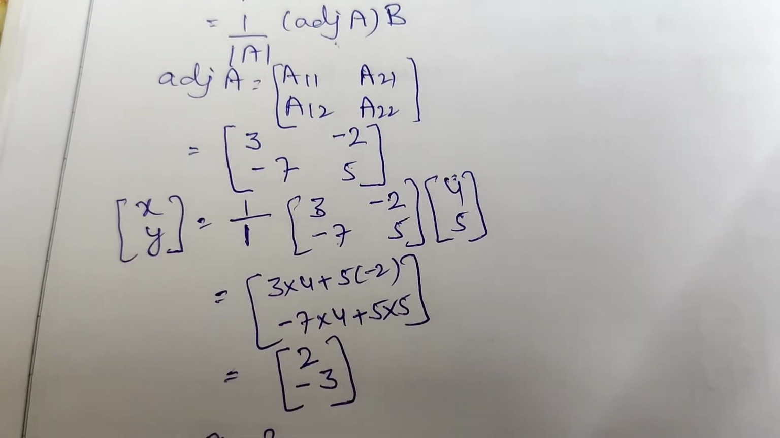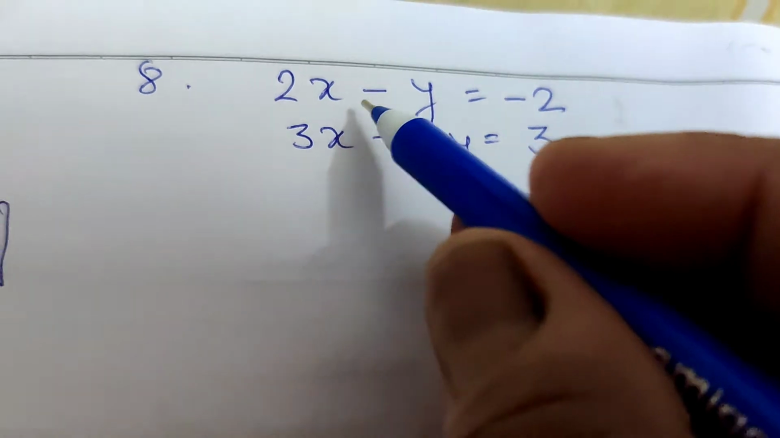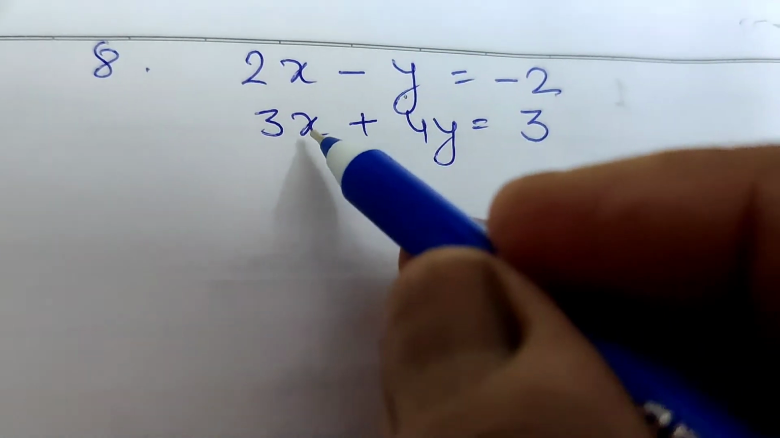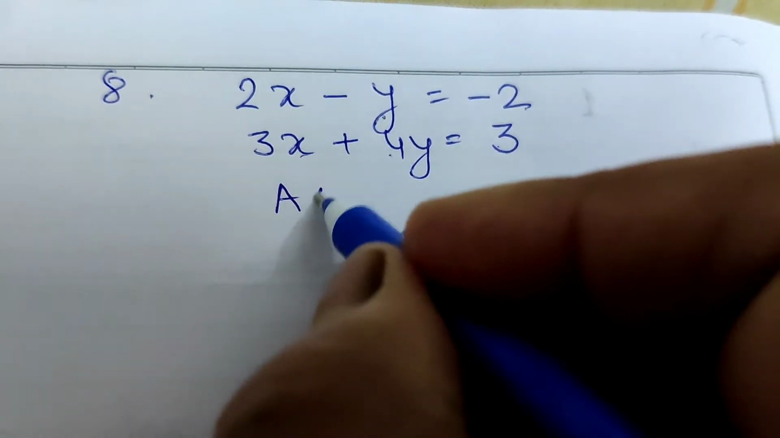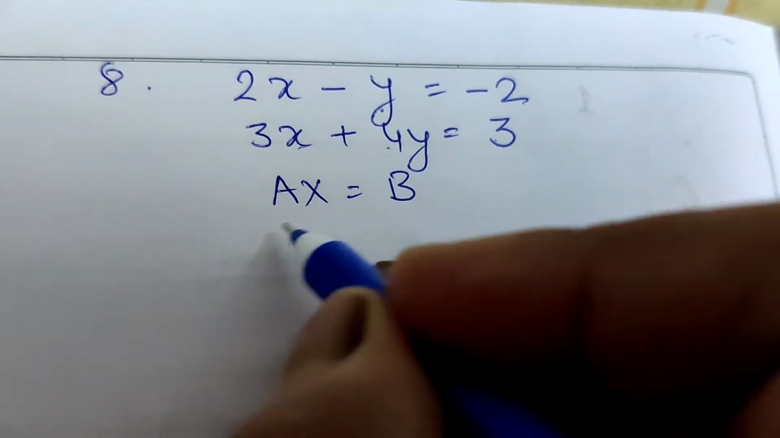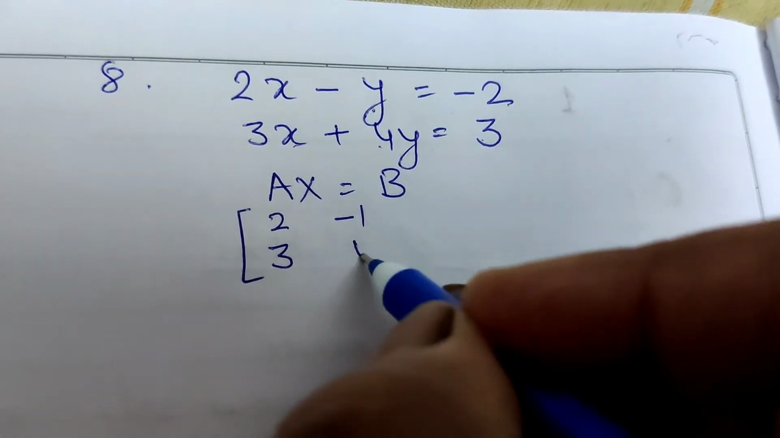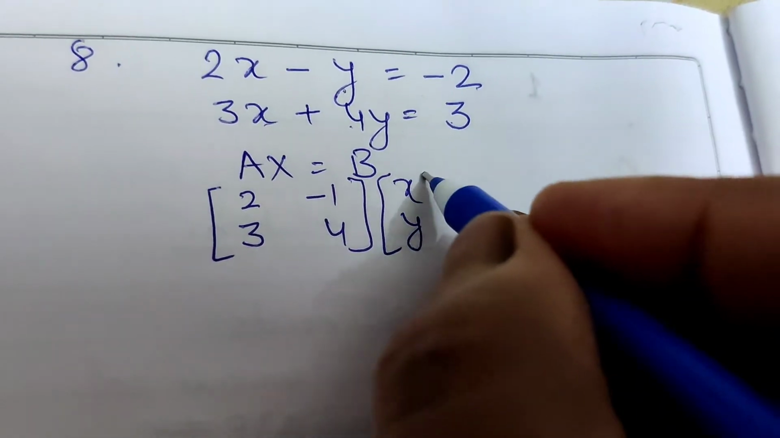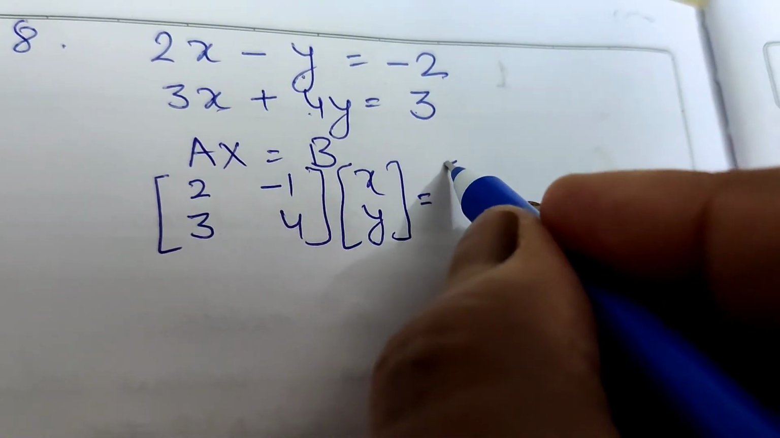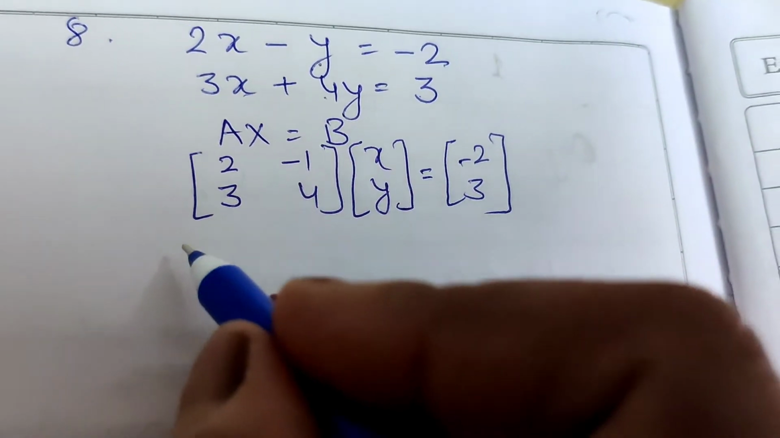Now question number 8. Question number 8 is 2x minus y equal to minus 2 and 3x plus 4y equal to 3. Now write in the form of AX equal to B. A equal to [2, -1; 3, 4], and X is the variables x, y, equal to [-2; 3]. The process is the same.